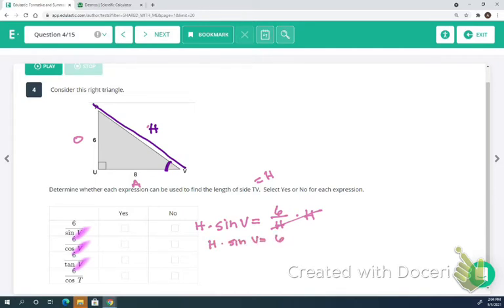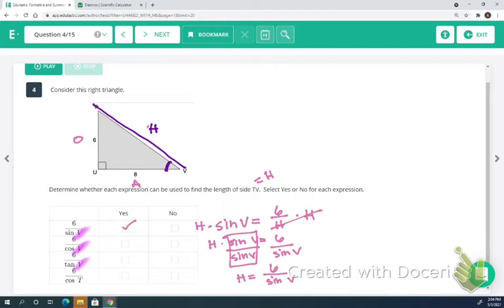I want that side by itself, so I'm going to divide by sine of V since it's being multiplied. Whatever I do to one side of the equation, I'm going to do to the other. Sine V divided by sine V leaves us with H, the hypotenuse, is equal to 6 over sine of V. So this one is a yes, that is correct.